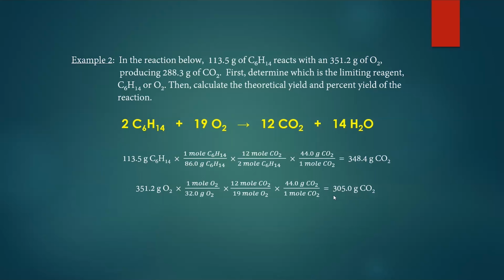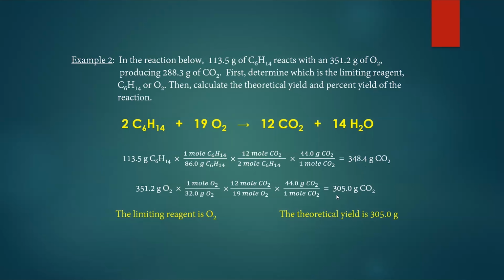So it looks like the oxygen gave us a smaller amount of CO2 than the hexane did. And that means that our limiting reagent is the O2. Whichever substance produces the smaller amount of material, that is our limiting reagent. So our theoretical yield is however much you get from the limiting reagent, which would be our 305 grams. So the hexane in this particular case would be an excess reagent. We had enough hexane to get all the way to 348.4 grams, so we're going to end up with some leftover hexane at the end.